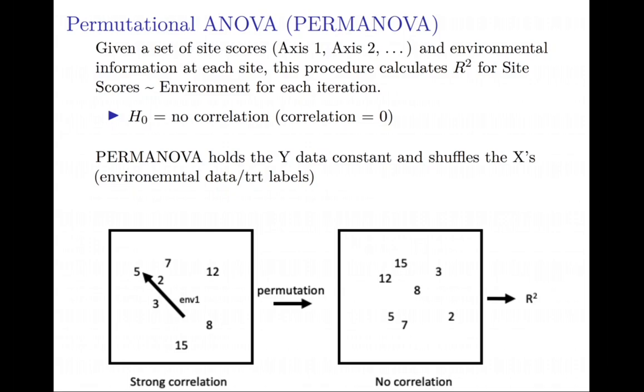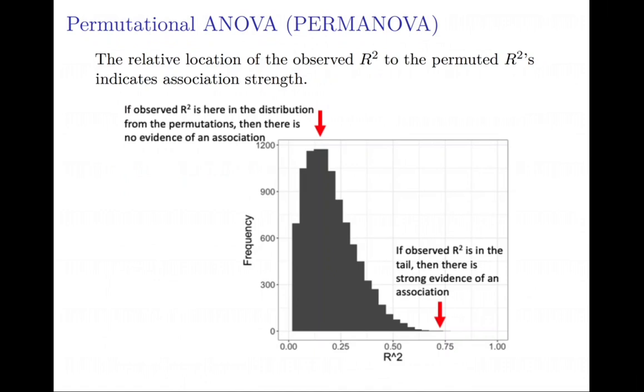And so when the PERMANOVA ran this certain permutation for this no correlation example, you can see that now all of the sites are shuffled up in space, and there's no environmental variable that is now coming through or correlating with the new locations of each plot. And so what PERMANOVAs do is that it runs permutations thousands of times, and the relative location of your observed R-squared from your actual data in relation to the permuted R-squares indicates association strength.